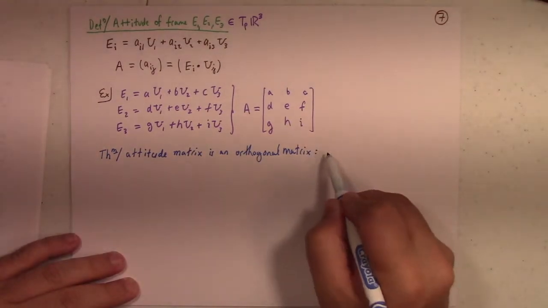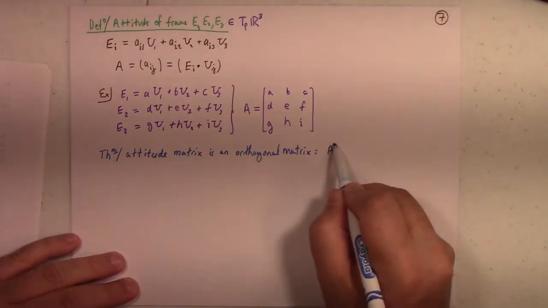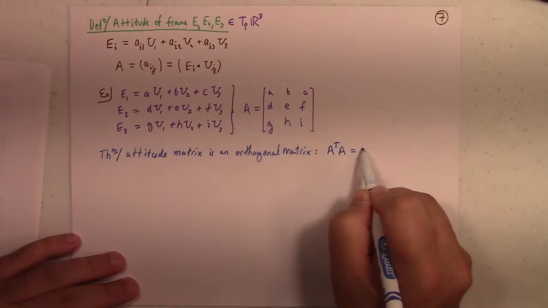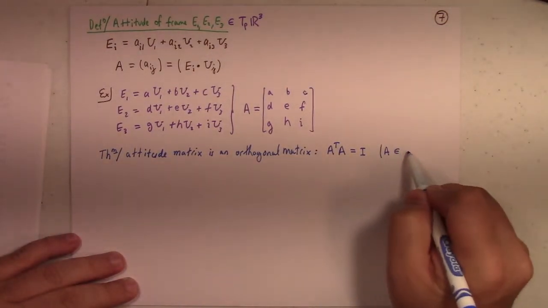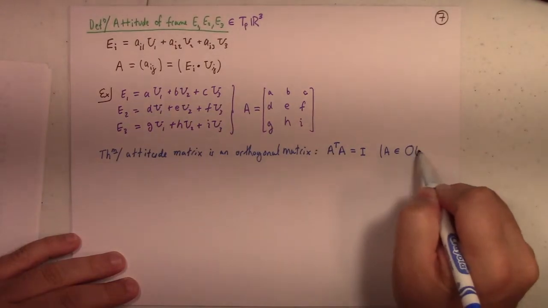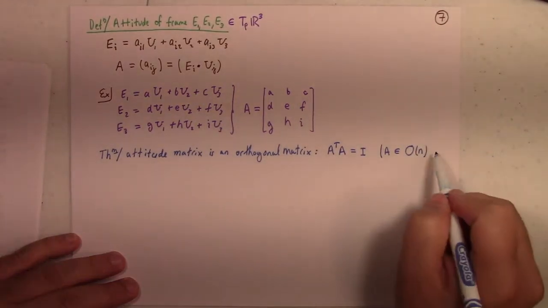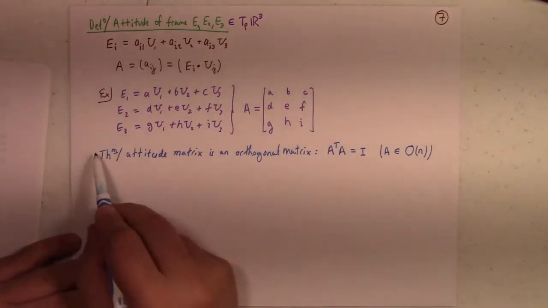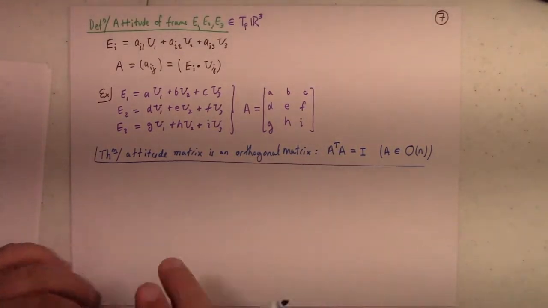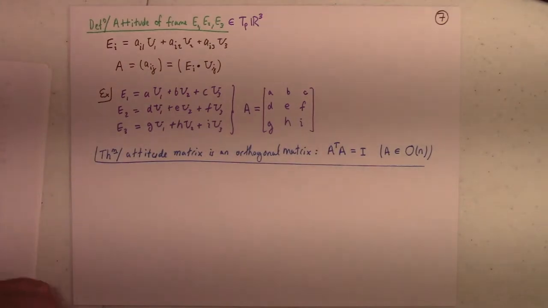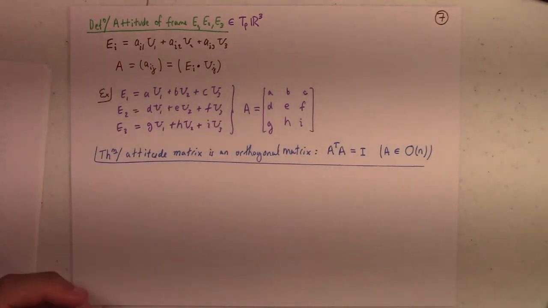So what's that mean? That means that A transpose times A is equal to the identity matrix. Now, my notation for that is simply that A is an element of big O(n). Okay, so those are orthogonal matrices. All right. So, great. How to prove that? Well, pretty straightforward. So let's do it.